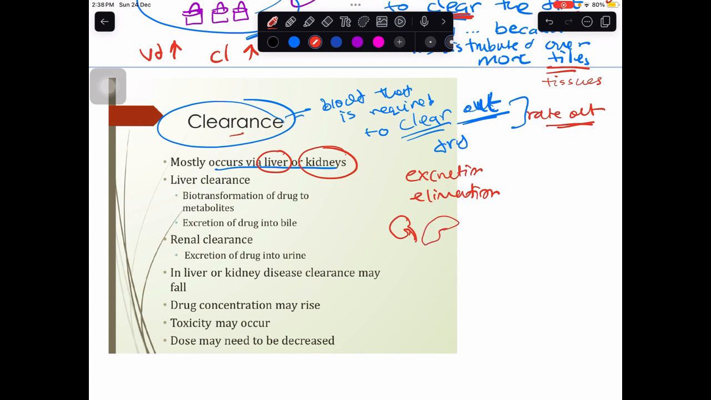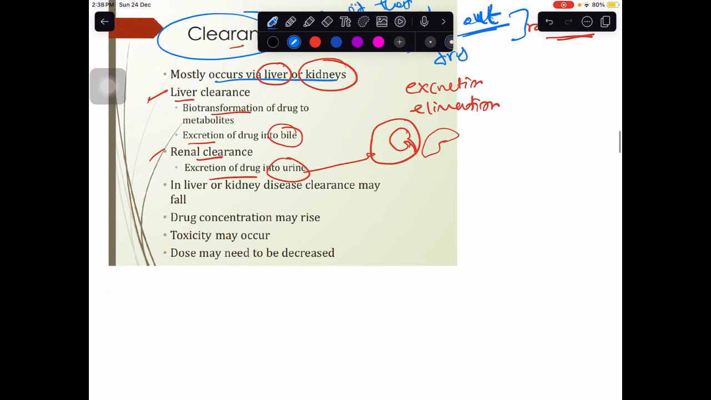Okay, no problem. They're explaining to you how there is liver and renal clearance. In the liver, this is where biotransformation is happening, but also the excretion is happening in the bile. And in the renal, the kidney, we know the excretion is happening through the urine. They're just explaining to you how the clearance is happening here.